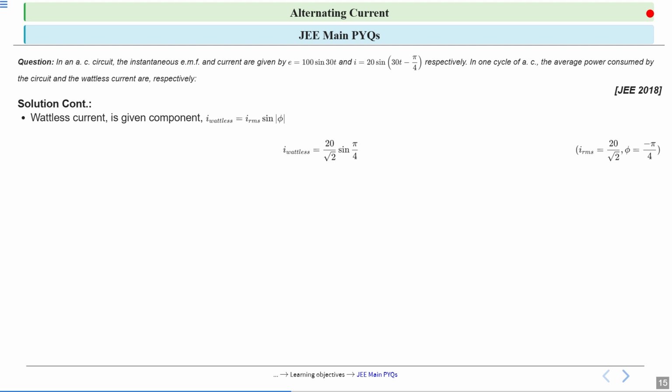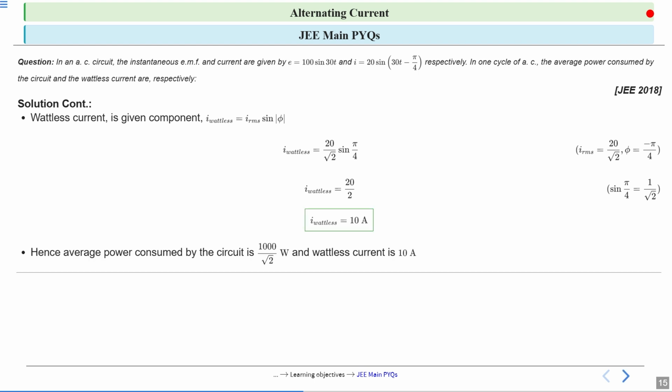So I wattless will be equal to, what is IRMS we have calculated? Im upon root 2, Im is 20 ampere. So 20 upon root 2 sin pi by 4. Sin pi by 4 is also 1 by root 2. So root 2 into root 2 in the denominator becomes 2. So I wattless will be equal to 20 upon 2, so I wattless will be 10 ampere. Hence the average power consumed by the circuit is 1000 upon root 2 watt and the wattless current is 10 ampere.